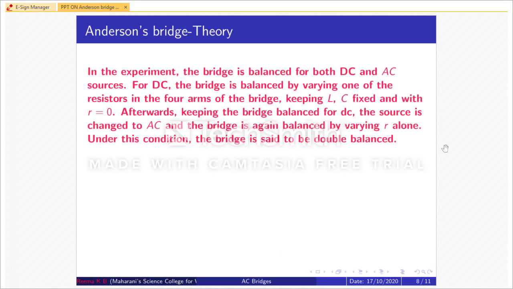For DC, the bridge is balanced by varying one of the resistors in the four arms of the bridge, keeping L, C fixed and with R equal to 0. Afterwards, keeping the bridge balanced for DC, the source is changed to AC and the bridge is again balanced by varying R alone. Under this condition, the bridge is said to be double balanced.